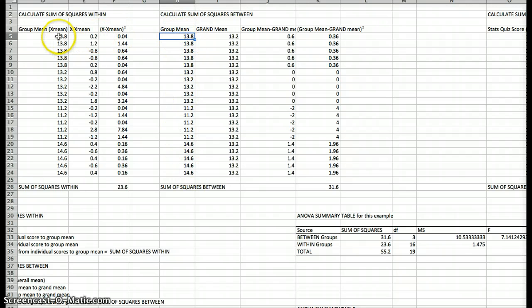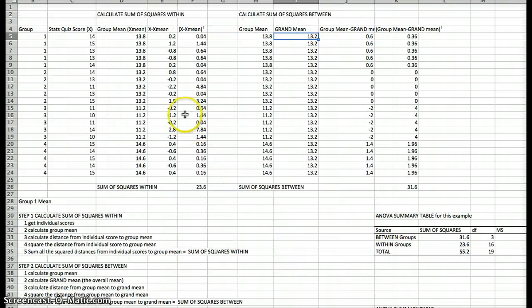So if you imagine now, group 1 here gets the average for group 1, 13.8. All the people in group 1 get 13.8. Then there's the grand mean. The grand mean is the overall mean. That's why they call it the grand, because it's so grand. The overall average is 13.2. All the people get 13.2. So 13.2 is the average of the stats quiz score.